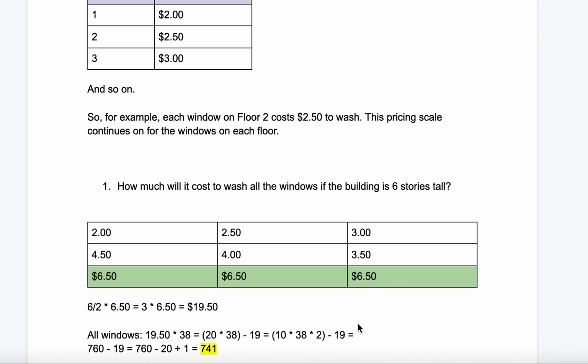So you'll want to use the same strategy of figuring out one vertical strip of windows and how much that costs, and then multiplying that by 38 when you get to the 12 stories, 30 stories, or beyond.